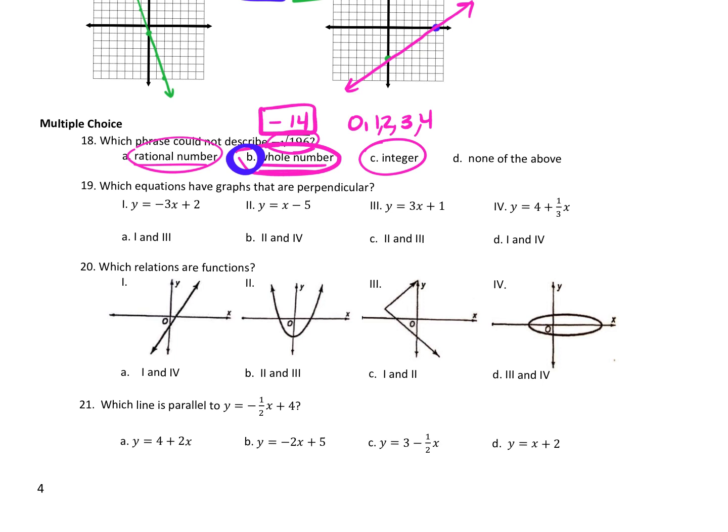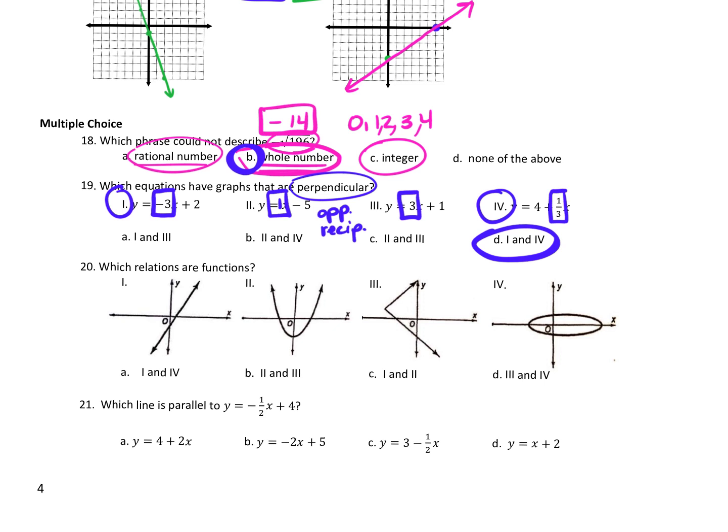Okay, 19. Which equations have graphs that are perpendicular? All you're really looking at here is the slope. Here's the slope of the first line. The slope of the second one would be 1. The slope of the third one is 3. And the slope of the last one, remember, slope is whatever comes right before the x, so that would be 1/3. If you recall, perpendiculars are opposite reciprocals. So the two slopes that are opposite reciprocals would be the -3 and the positive 1/3. So your answer would be 1 and 4, which is letter D on that one.